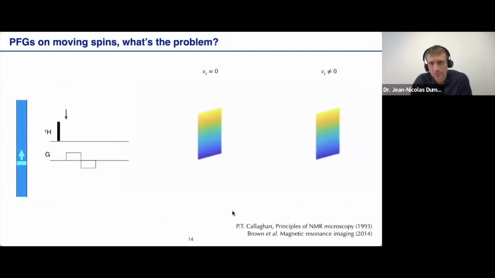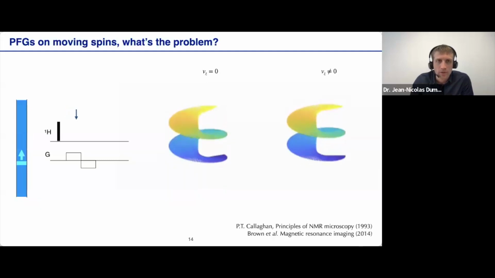Now, what happens if instead the nuclear spins are moving? In this case, we're considering that they're moving at a constant velocity along the z-axis while a z gradient is applied. We can look at these animations that compare the case where they're not moving and the case where they are moving.